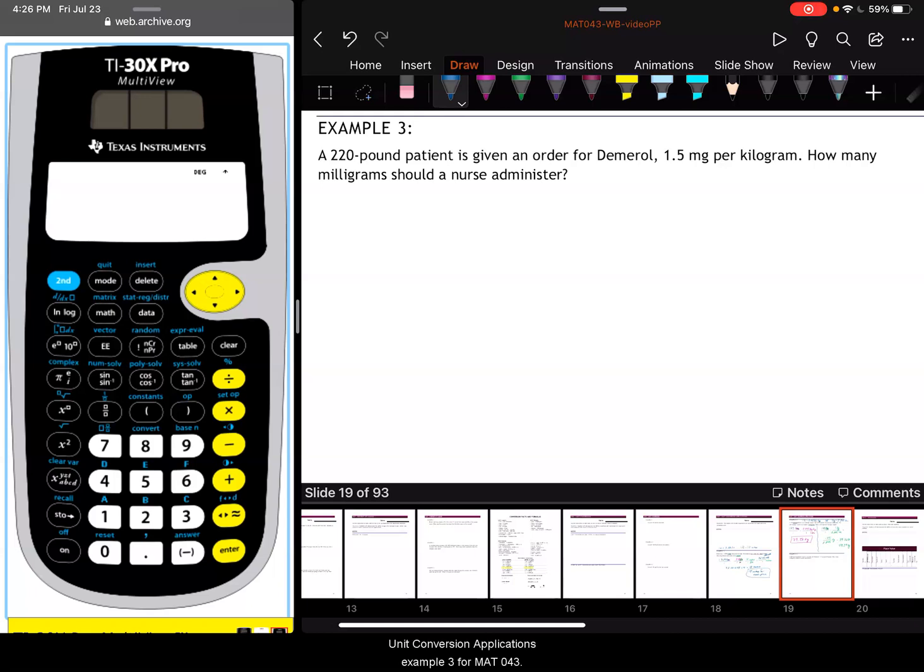Unit conversion applications, example 3 for Math 043. For this problem, we have a 220-pound patient who is given an order of Demerol, which is 1.5 milligrams per kilogram. How many milligrams should the nurse administer?